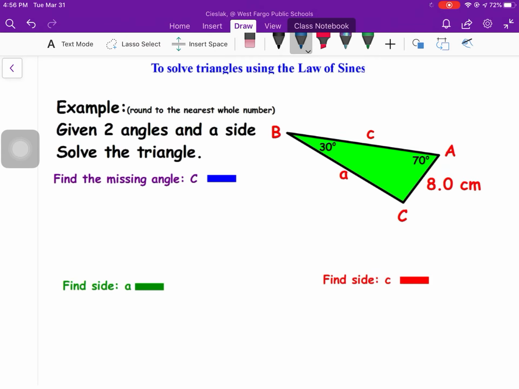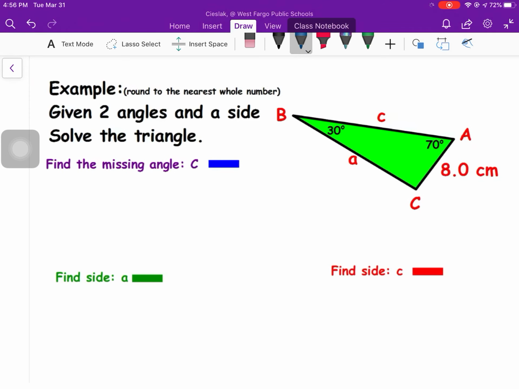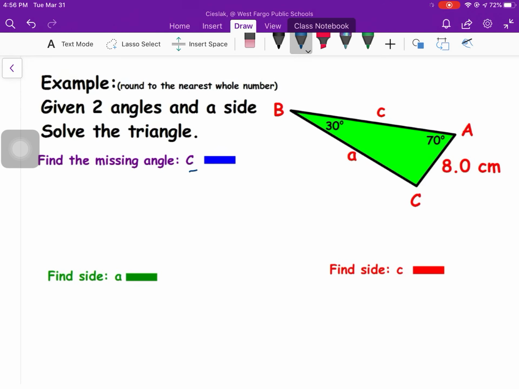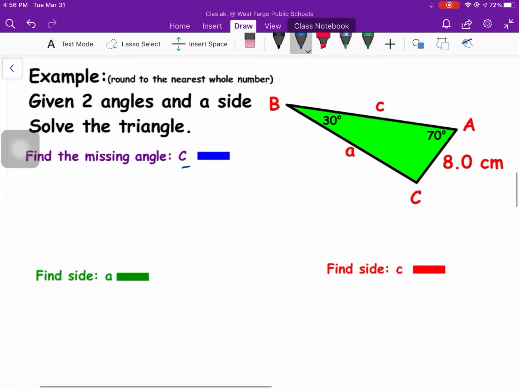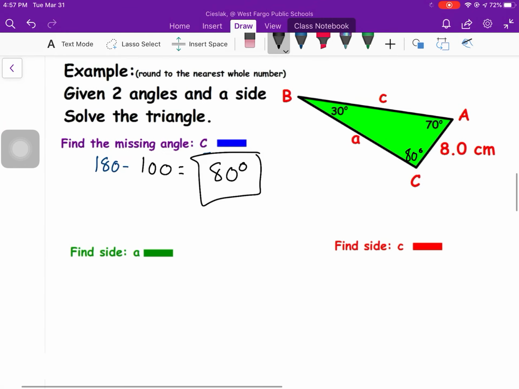It says use the law of sines to solve the triangle. So the three things that we've got to find are angle C, side a, and side c. The easiest one to find here would be angle C, by taking 180 minus 100. I was doing math in my head. 180 minus 100 is equal to 80 degrees. So that there is 80 degrees.